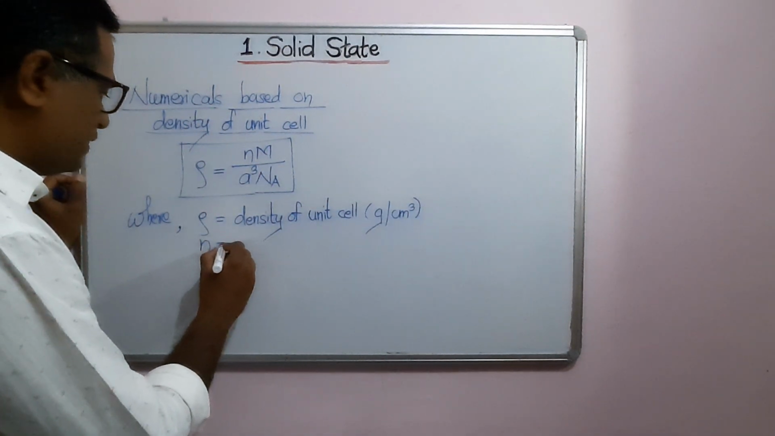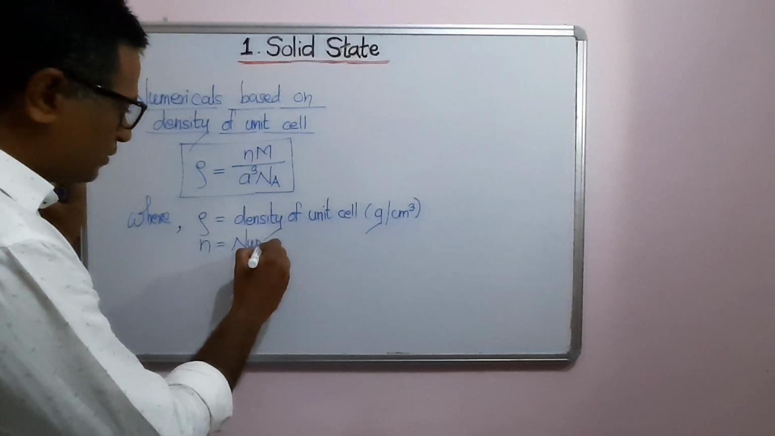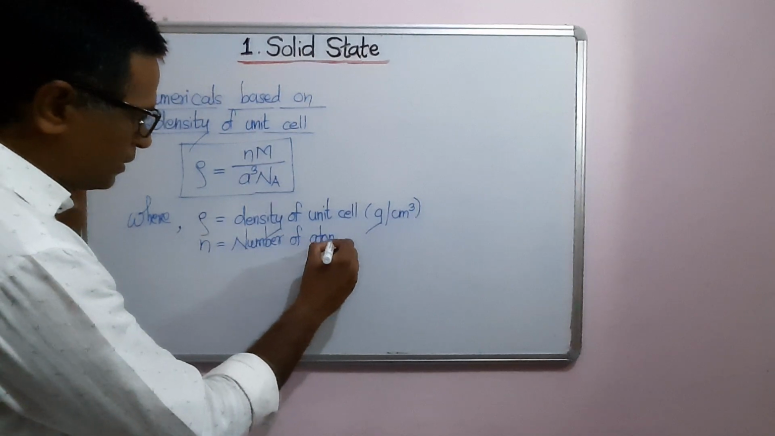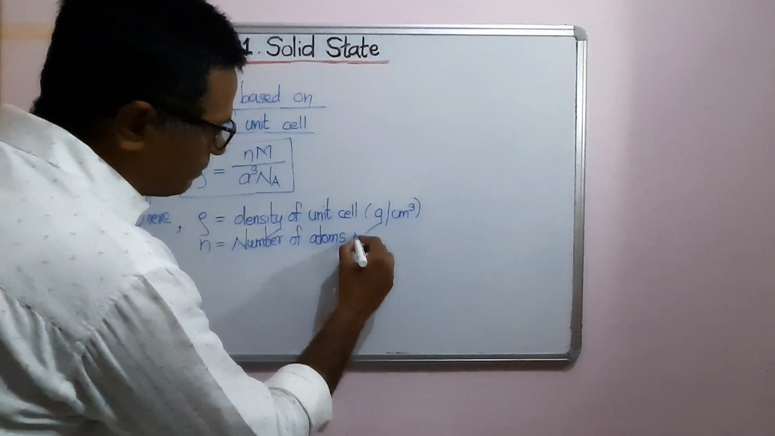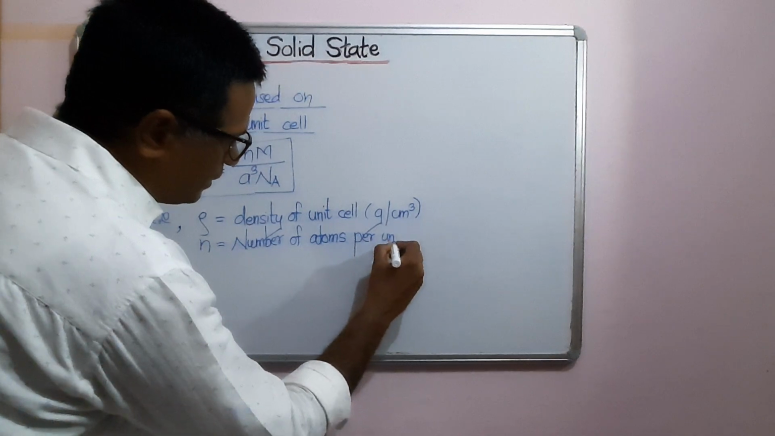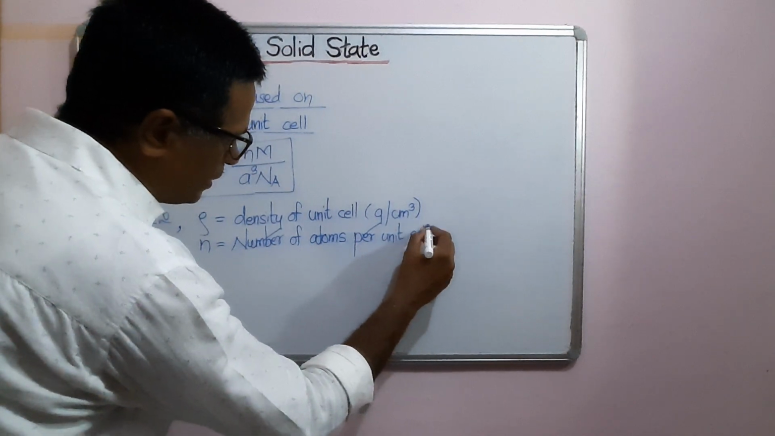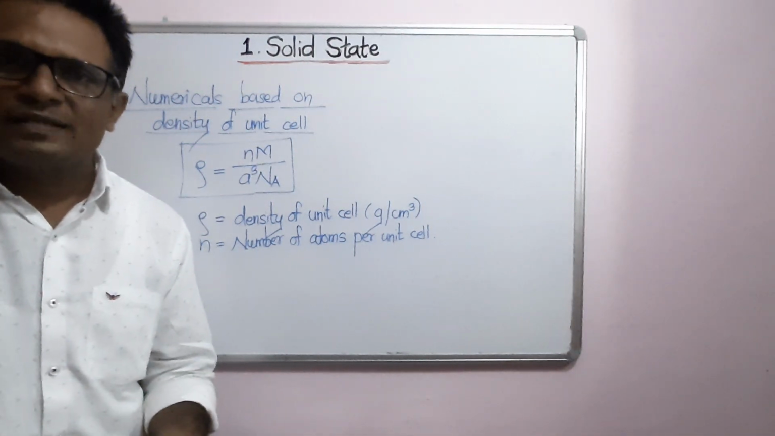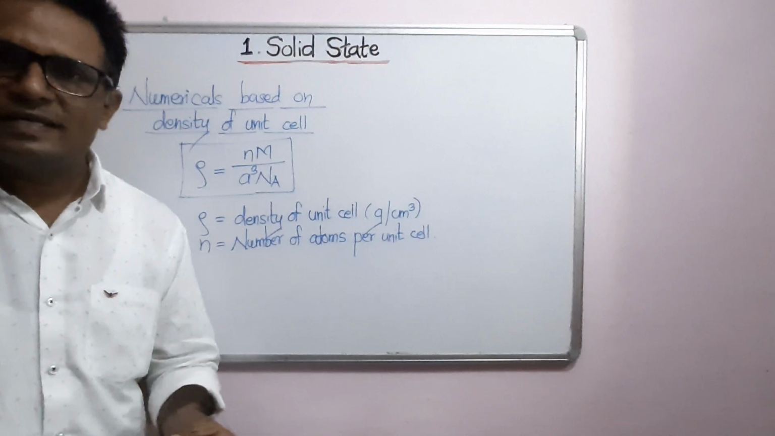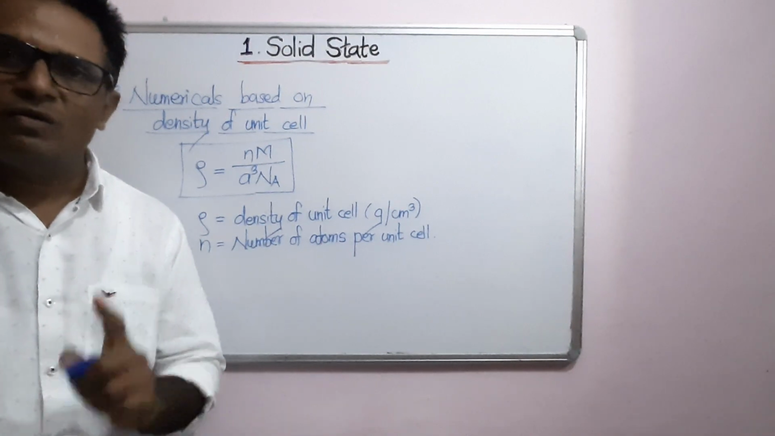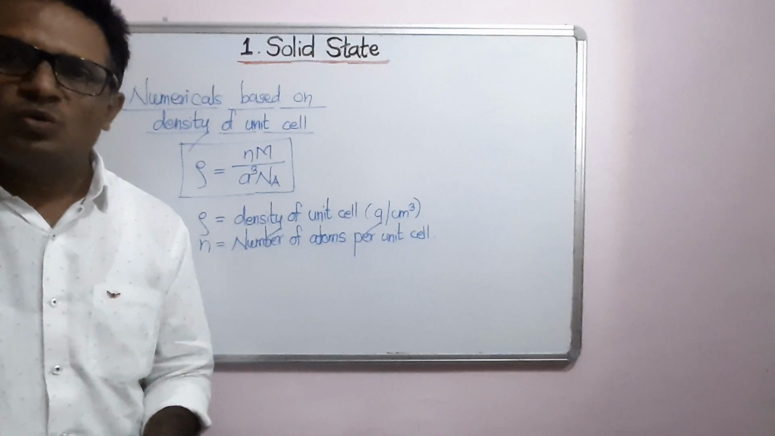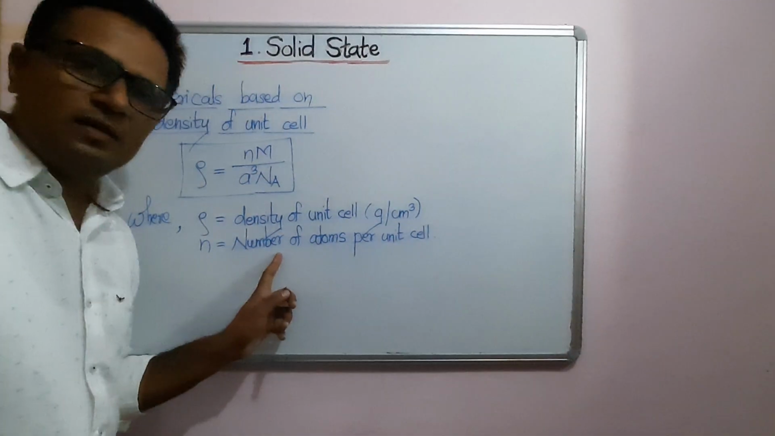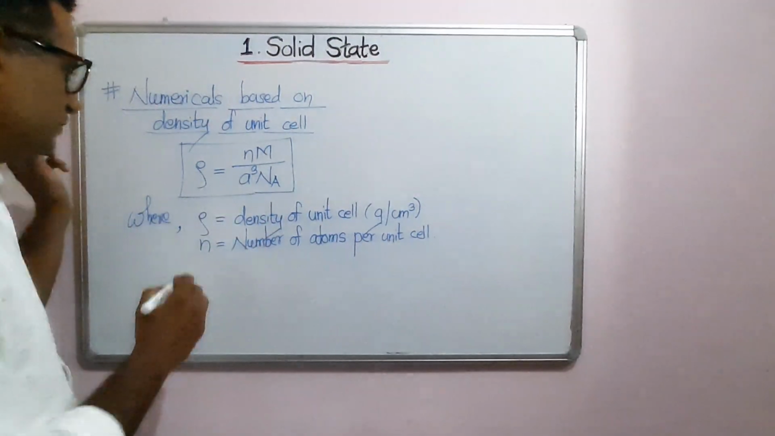Then n is called the number of atoms per unit cell. That means how many atoms are there in a particular unit cell. Let's say you have a simple unit cell, you have only one atom. If you have BCC, you have two atoms, and if you have FCC, there are four atoms. This is also called the effective number of atoms per unit cell.